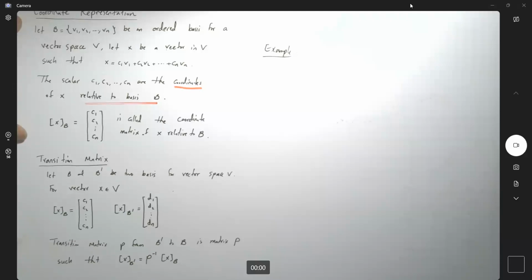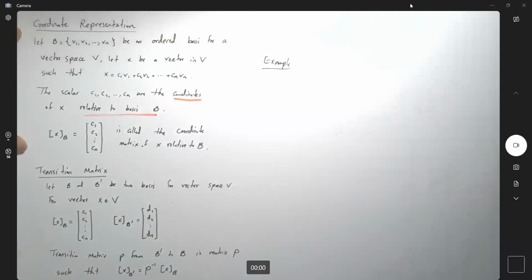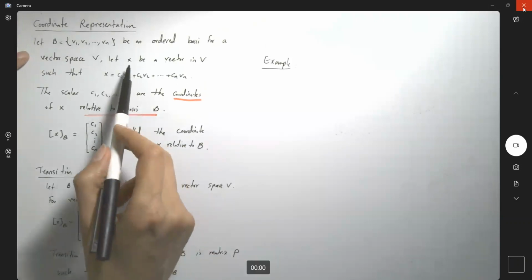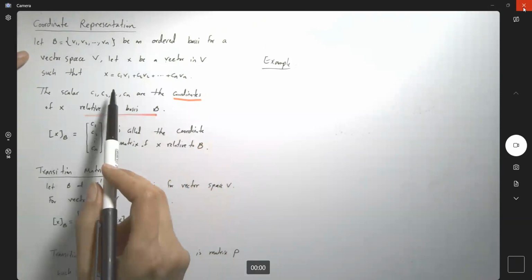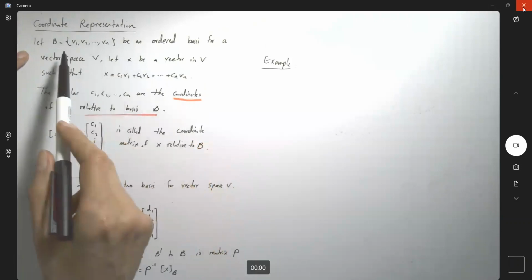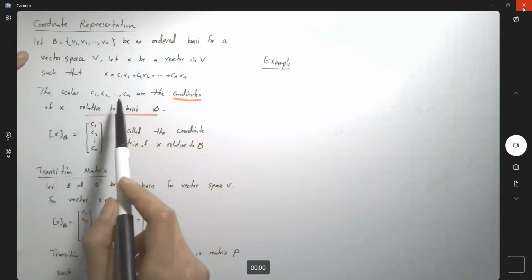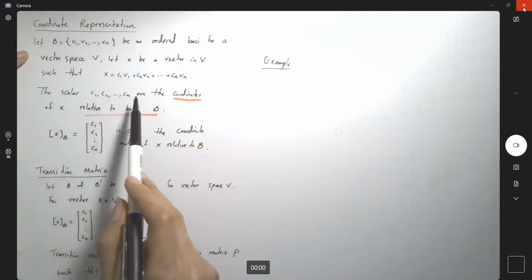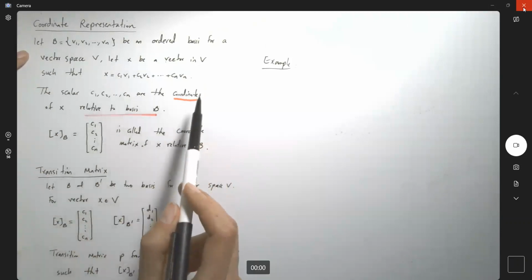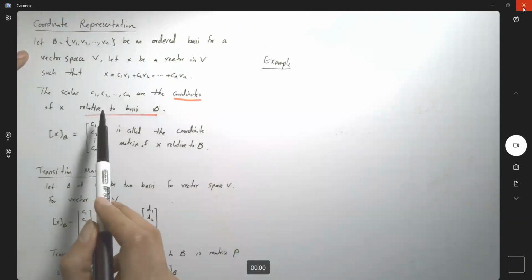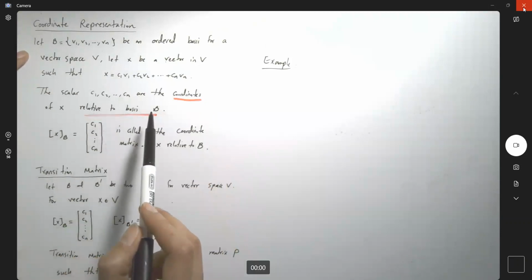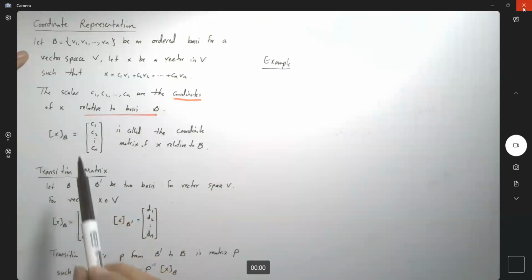So far, we learned about the coordinate representation. If we have a basis and a vector x in vector space V, which is written as a linear combination of elements in the basis, we know that we can find the scalars c1, c2, ..., cn that are called the coordinates of vector x relative to basis V. And we denote it this way.